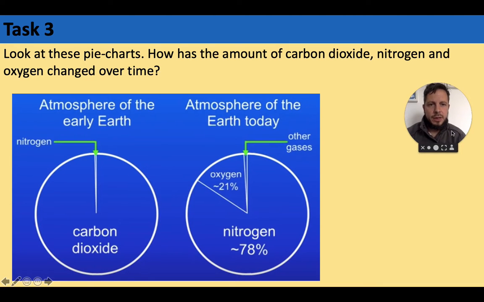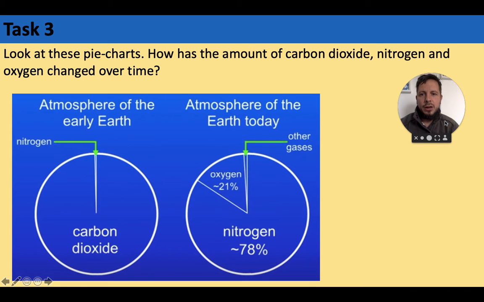So look at these pie charts here. We've got a pie chart showing what the Earth's early atmosphere was made up of, and what the atmosphere of today is made up of. Now, for your third task, I'd like you to tell me how the amount of carbon dioxide, nitrogen, and oxygen has changed over time. So pause the video and try and tell me this now, please.